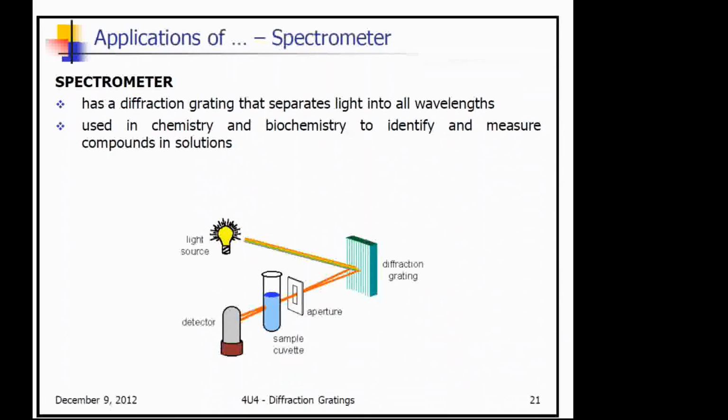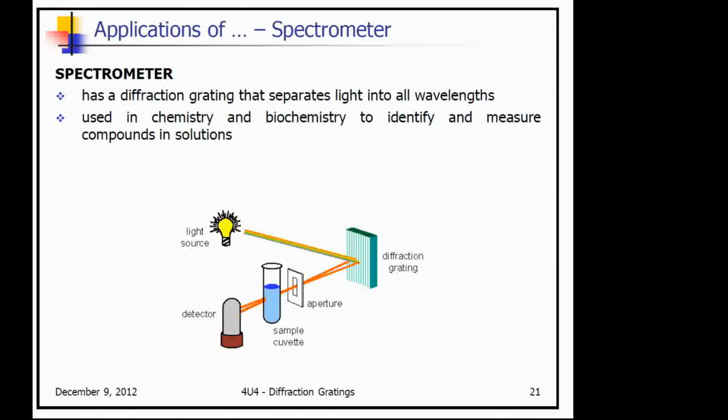So last thing to copy down, a spectrometer. This is a device that has a diffraction grating that separates light into all wavelengths. It's used in chemistry and biochemistry to identify and measure compounds in solutions.